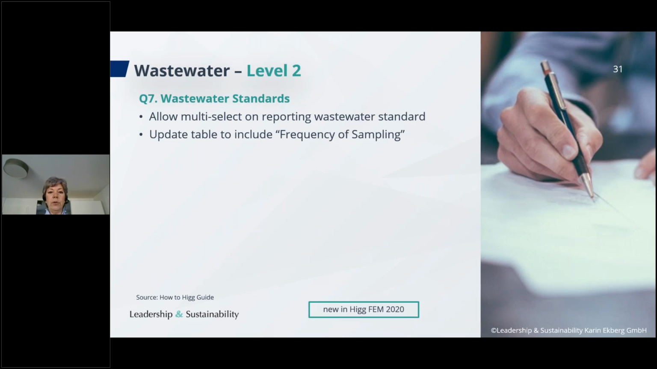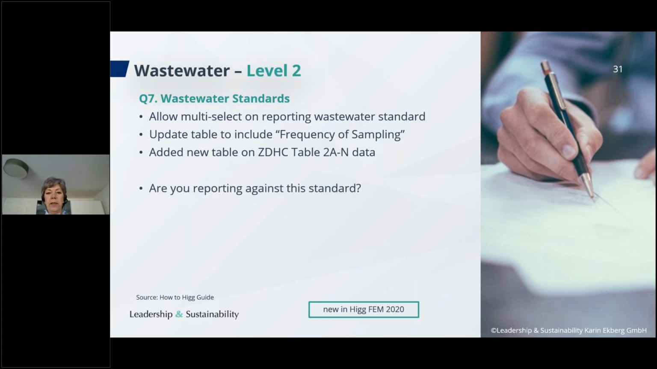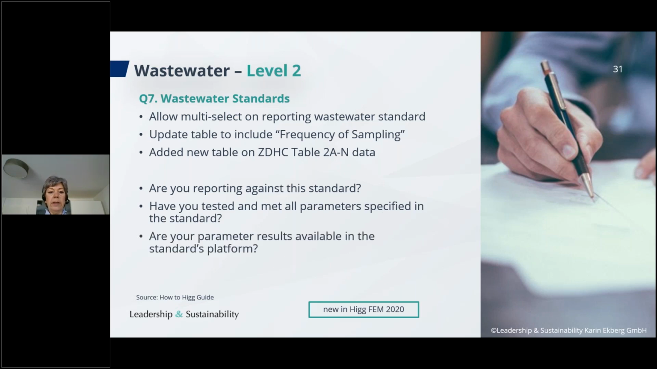And there is also a table that has been updated to include the frequency of sampling. And there is also a new table on the ZDHC table to report on. Are you reporting against this standard? Have you tested and met all parameters specified in this standard? And are your parameter results available on the standards platform? So those are follow-up questions if you respond yes to the previous question.